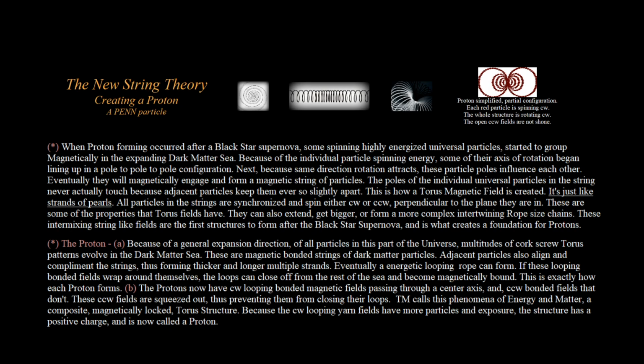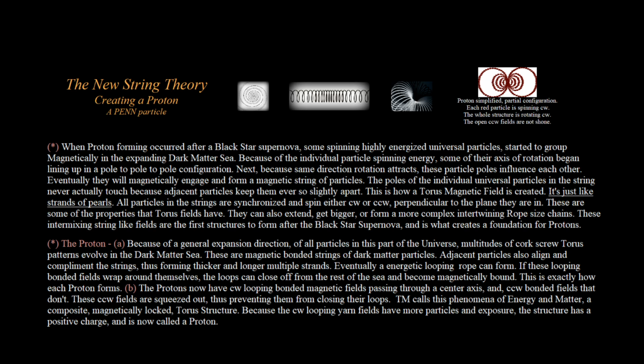When proton forming occurred after a black star supernova, some spinning, highly energized universal particles started to group magnetically in the expanding dark matter C. Because of the individual particle spinning energy, some of their axes of rotation began lining up in a pole-to-pole-to-pole configuration. Next, because same direction rotation attracts, these particle poles influence each other. Eventually they will magnetically engage and form a magnetic string of particles.